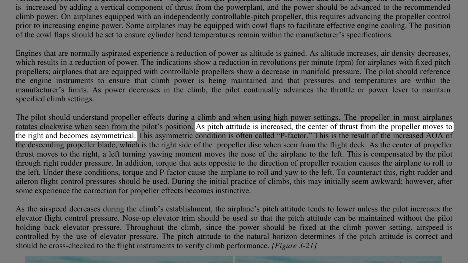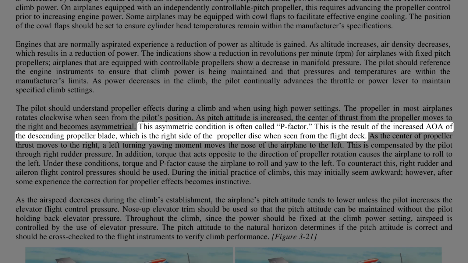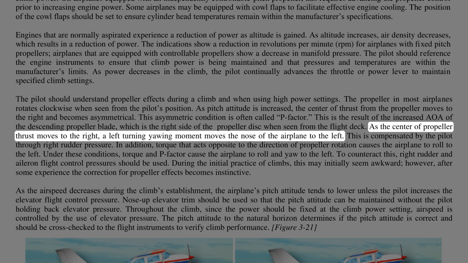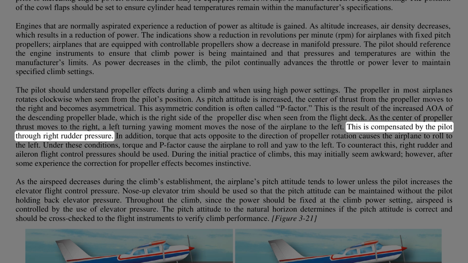As pitch attitude is increased, the center of thrust from the propeller moves to the right and becomes asymmetrical. This asymmetric condition is often called P factor. This is the result of the increased AOA of the descending propeller blade, which is the right side of the propeller disc when seen from the flight deck. As the center of propeller thrust moves to the right, the left-turning yawing moment moves the nose of the airplane to the left. This is compensated by the pilot through right rudder pressure.